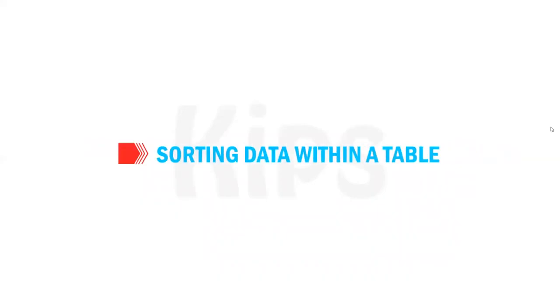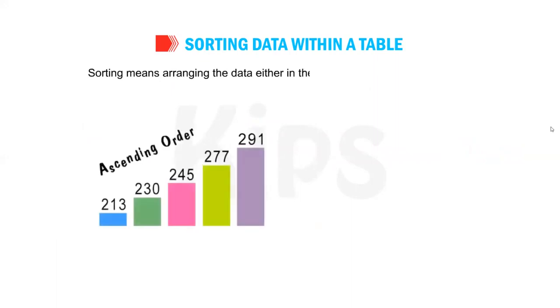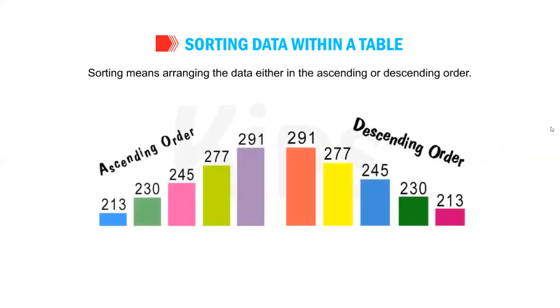Students, in Access 2013, all the editing options are same as available in Access 2016. Students, now let us learn about sorting data within a table. Sorting means arranging the data either in the ascending or descending order.